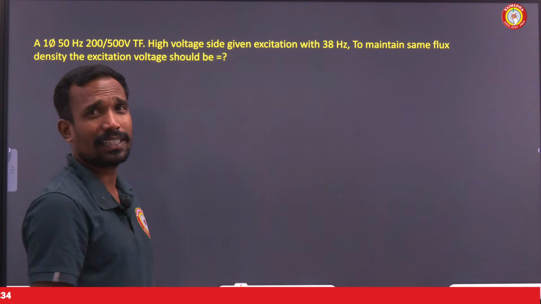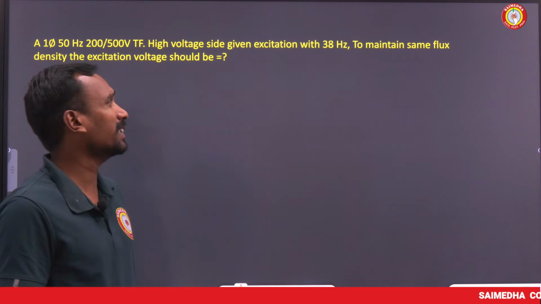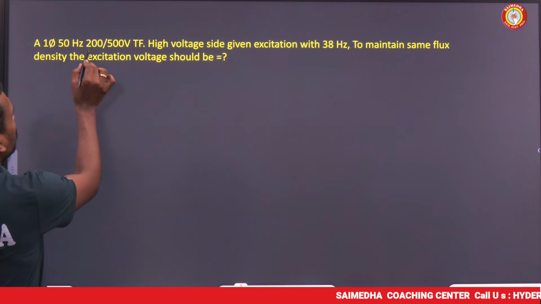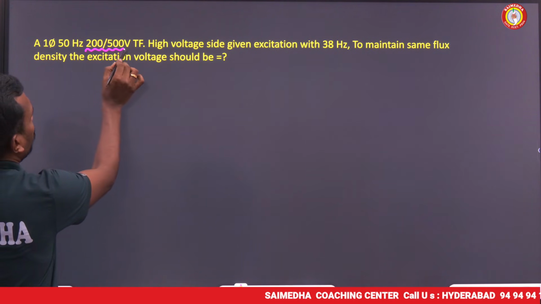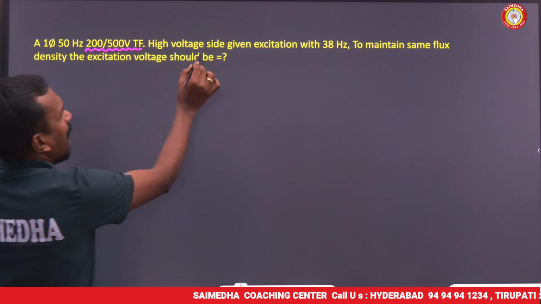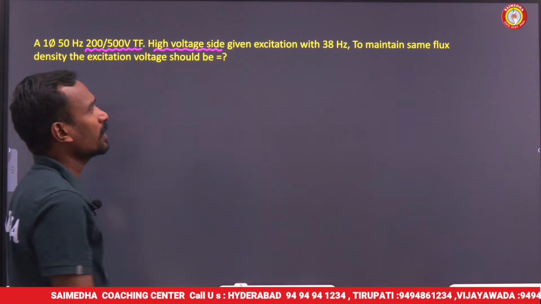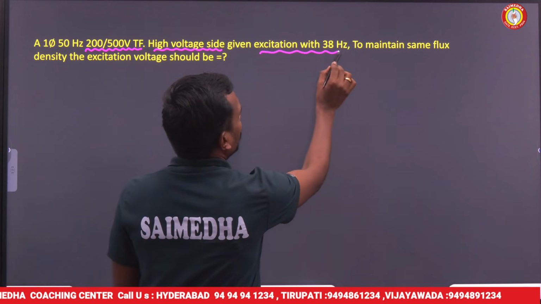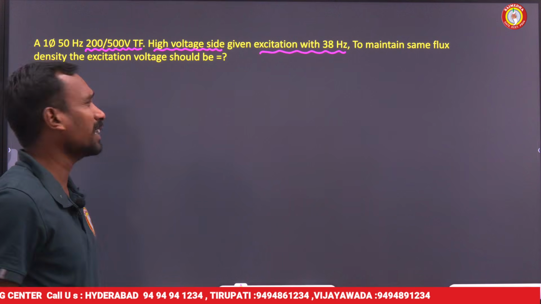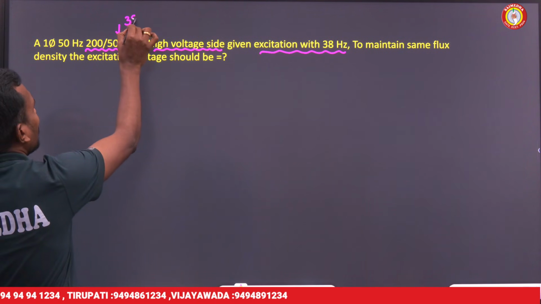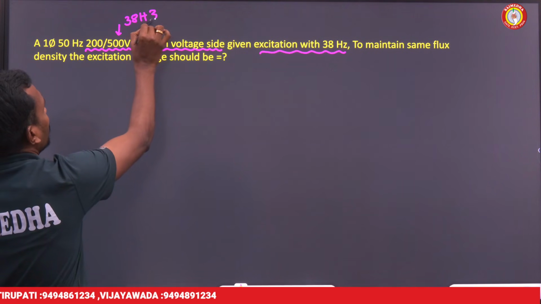Let's see this question, sir. Let's see these questions in the transformers. What is given? A single phase 50 Hz 200 by 500 volts transformer, high voltage side. They have given the high voltage side, remember that point. It is excited on the high voltage side with 38 Hz.